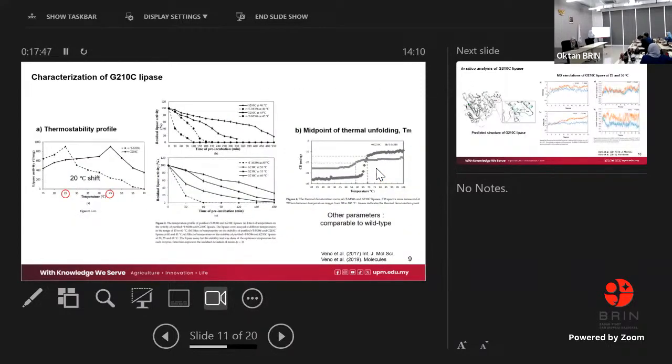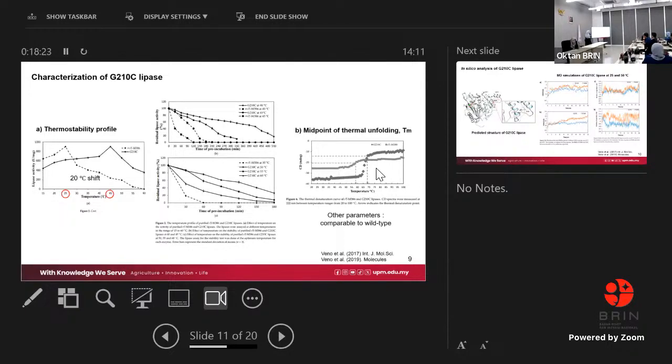We did some thermostability study, and we proved that the new mutant is able to retain its activity for a longer time at high temperature. We also checked the midpoint of thermal unfolding using CD, and we could see that the mutant enzyme has a 10-degree higher Tm than the wild type. Other parameters are comparable to wild type.